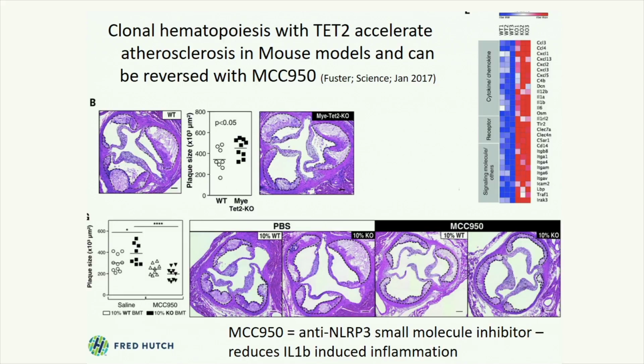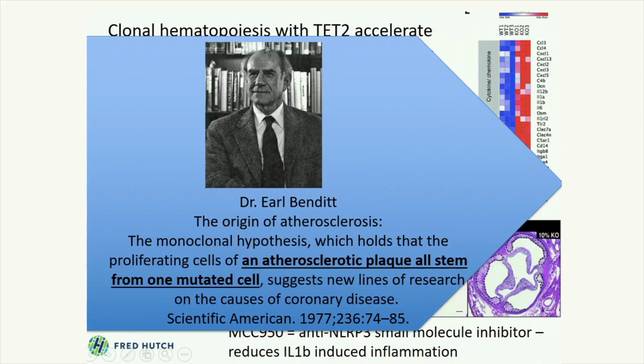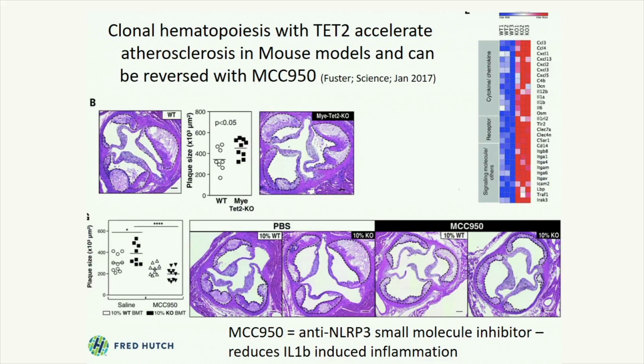Now, can we do anything about these patients? This is very early preclinical study data where they took some mouse models in this group and they did knockouts with TET2 and produced some knockout models with clonal hematopoiesis here. This is wild type, these are knockouts. And they were able to show that in the wild type mouse versus the knockout mouse, there were increased atherosclerotic plaque growth. This translated to an increased expression of cytokine and inflammation. But furthermore, they also showed that using a small molecule, MCC950, which is an anti-NLRP3, a small molecule inhibitor that reduces IL-1 beta induced inflammation, they can actually reverse the atherosclerotic plaque growth.